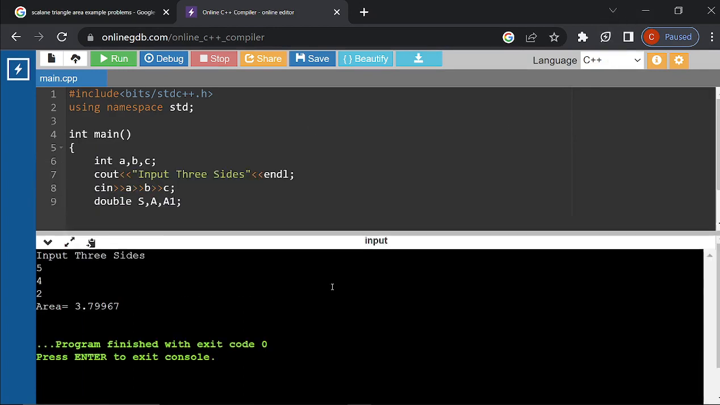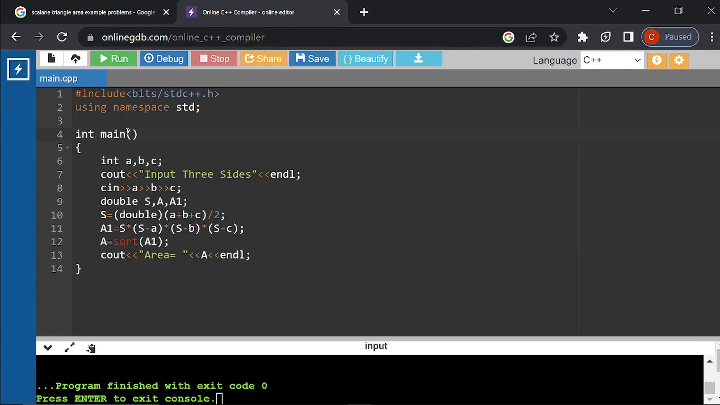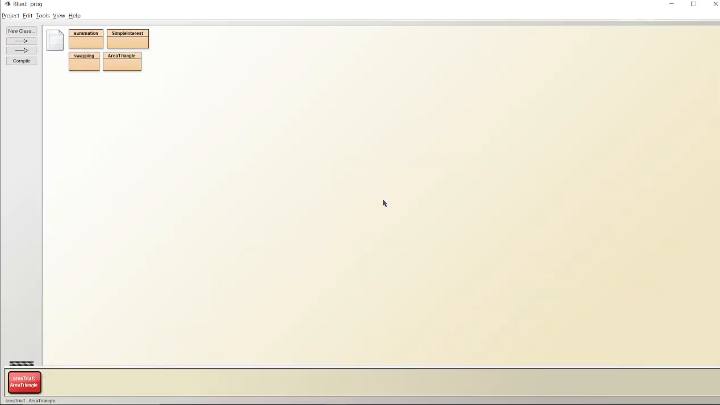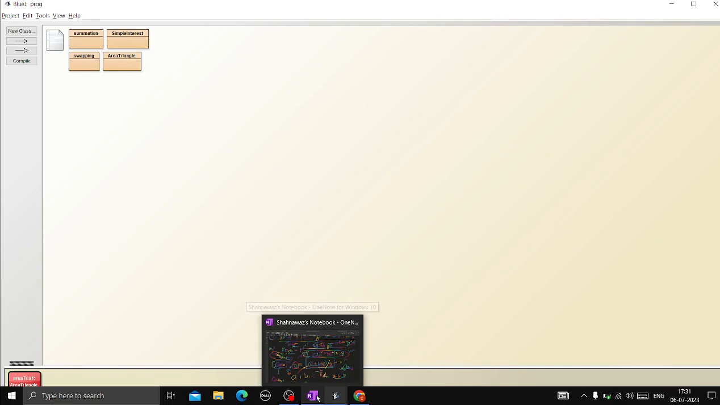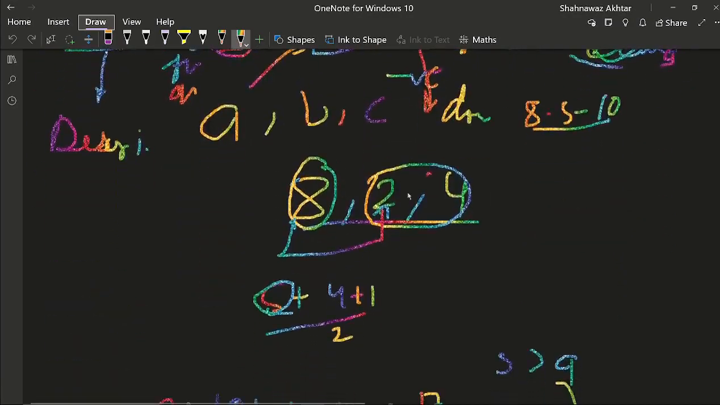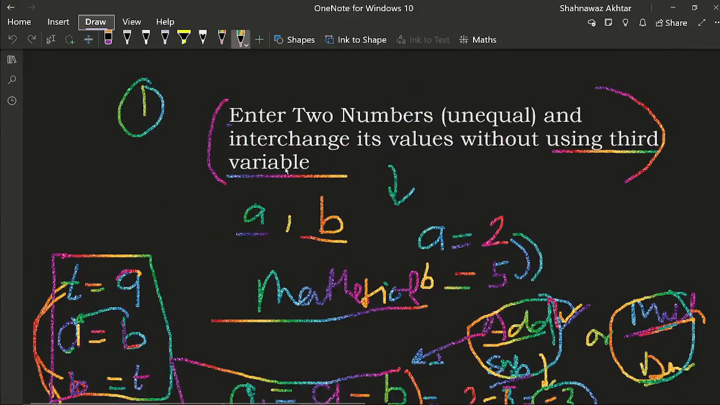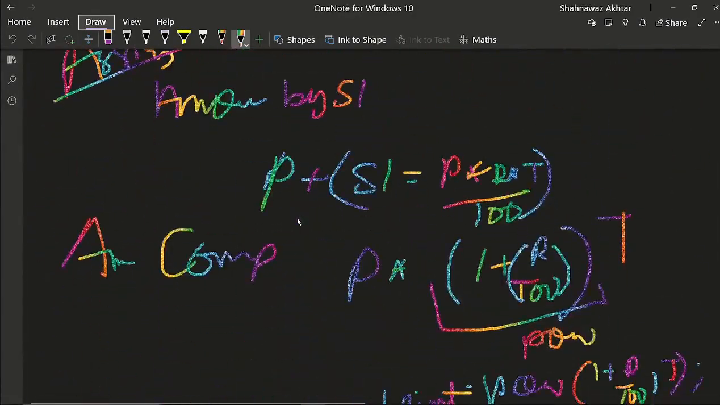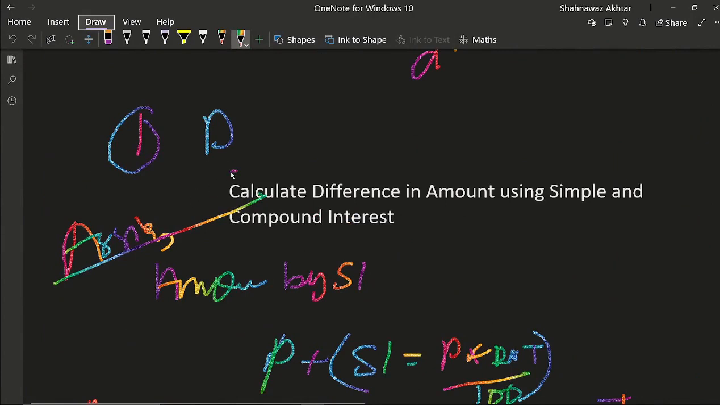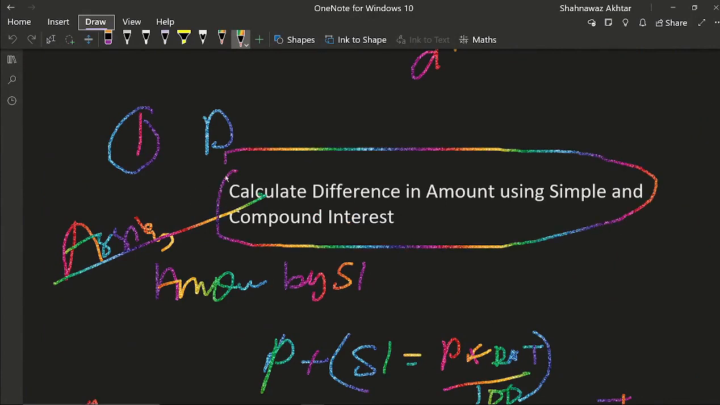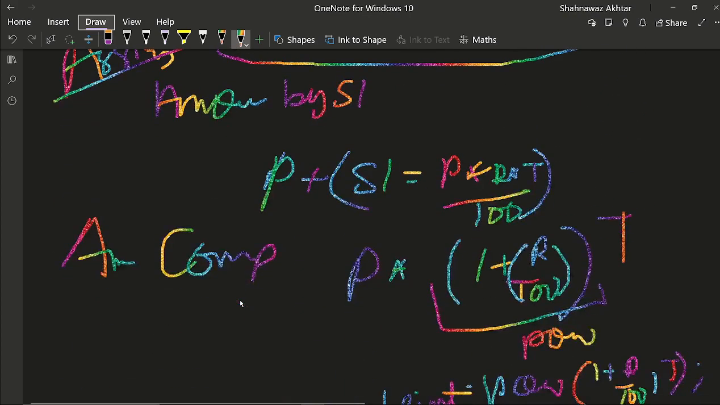All right, so for your reference, take this question and this code and try to solve it on your own. Then if you don't get the answer, only then take help. Now for your assignment, I am giving you an assignment question. You have to calculate the difference in the amount using simple interest and compound interest. So for simple interest, what is the amount? It is the addition of the principal amount and SI, that is simple interest. And simple interest is P into R into T divided by 100.